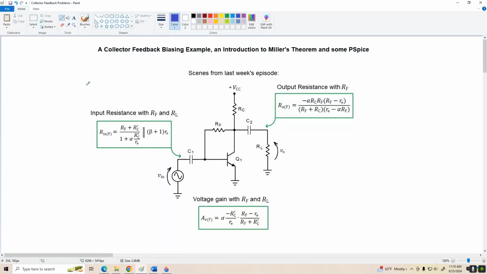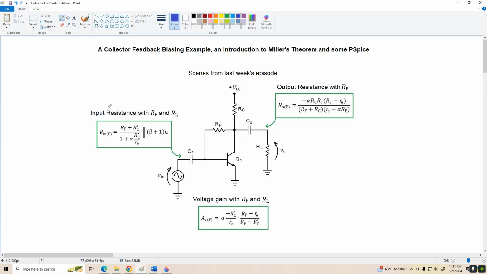Today we're going to take another look at the equations we derived in the last video. We're going to analyze an actual collector feedback biased 2N3904 common emitter amplifier. We'll do some PSpice simulations and we're going to introduce Miller's theorem. Let's start right now by looking at the schematic we have on the screen here.